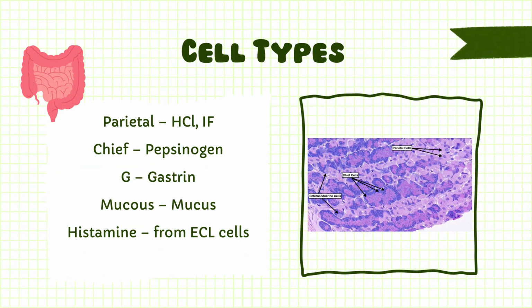The stomach lining contains gastric glands, each with specialized cells. Parietal cells secrete hydrochloric acid, HCl, and intrinsic factor. Chief cells secrete pepsinogen, which becomes pepsin in acid. G cells secrete gastrin, a hormone that stimulates acid secretion. Mucus cells produce a protective alkaline mucus layer. Enterochromaffin-like, ECL, cells secrete histamine, which activates parietal cells. A handy way to remember this is the mnemonic, people can get massive heartburn.